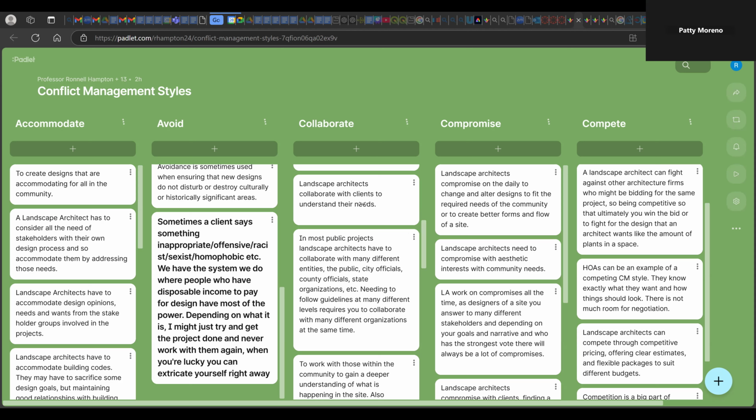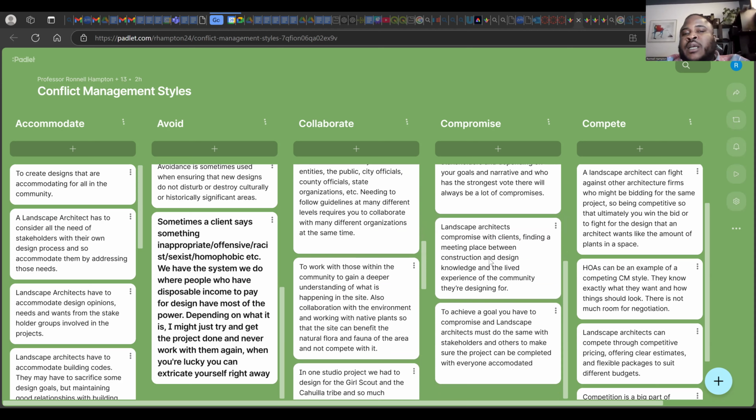Landscape architects compromise with clients, finding a meeting place between construction and design knowledge and the lived experience of the community they're designing for. Awesome. How has that shown up in your student projects or real world situations?